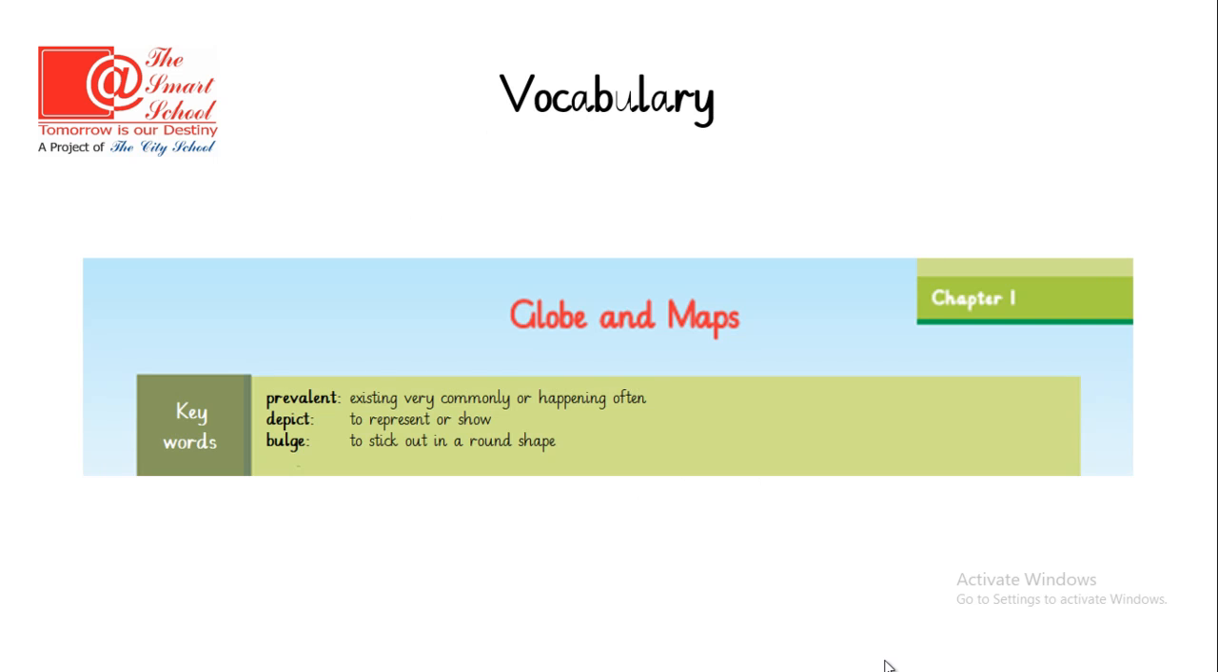So students, let's review the new words you are going to come across in this lesson. The first word is prevalent, which means existing very commonly or happening often. The second word is depict, which means to represent or show. The third word is bulge, which means to stick out in a round shape.